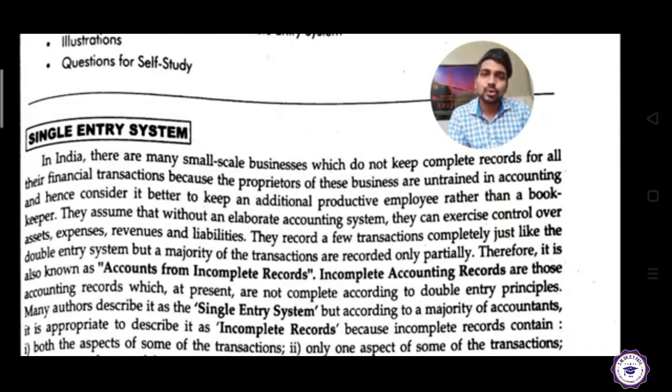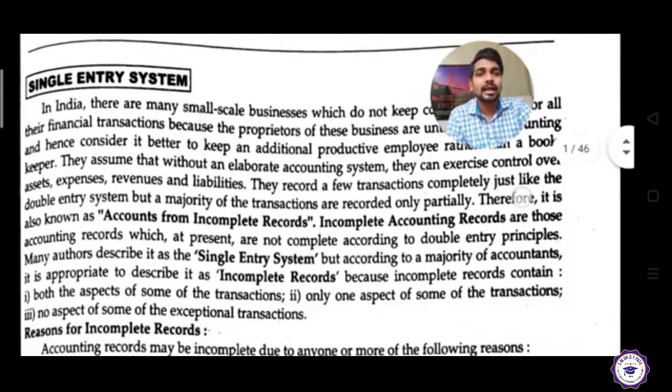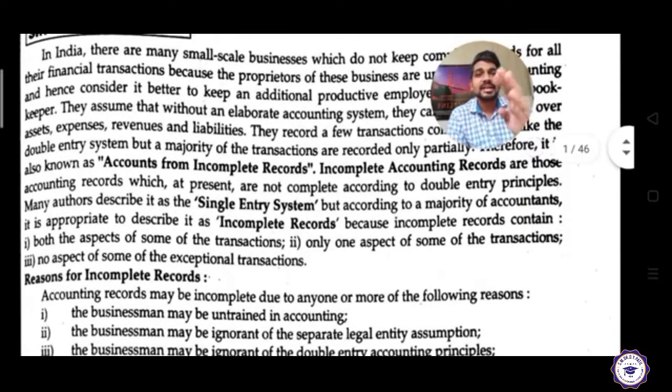Therefore, it is also known as accounts from incomplete records. Incomplete accounting records are those accounting records which at present are not complete according to the double entry principles. Many authorities describe it as a single entry system, but according to the majority of accountants, it is appropriate to describe it as incomplete records, because incomplete records contain both aspects of some of the transactions, only one aspect of some of the transactions, and no aspects of some of the exceptional transactions.